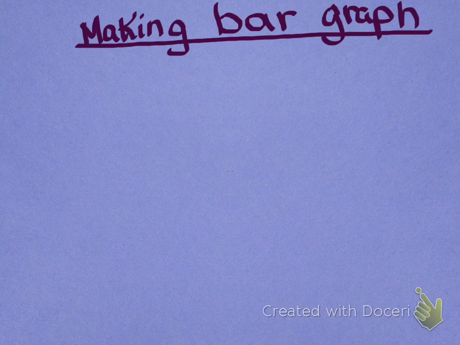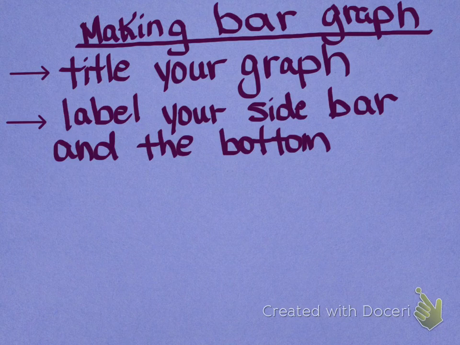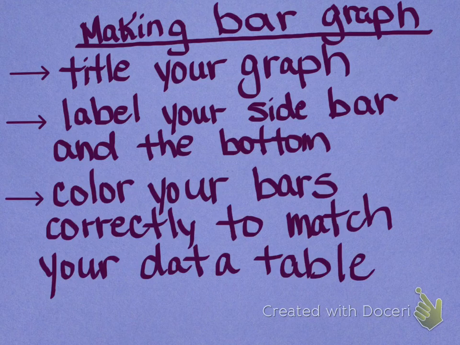And now we're going to talk about and revisit making a bar graph. So there's some things I want you to remember. We always have to have a title on our graph. You need to make sure that you label your sidebar and the bottom portion. And you need to color your bars correctly to match your data table. So making sure that those bars are the length that they are supposed to be and they correlate with the numbers on your data table.